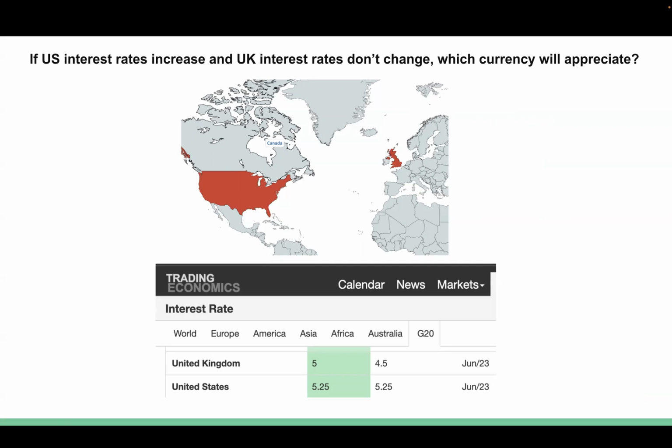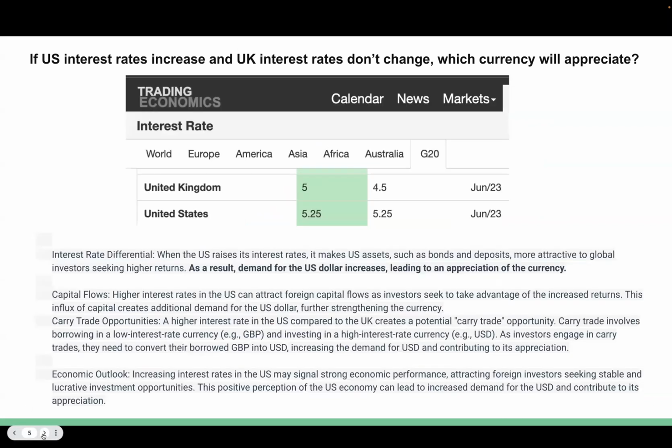Well, if the US interest rate increases, it's going to lead to the US dollar increasing. Basically, when that interest rate goes higher in the United States, it increases the demand for the US dollar, because more investors that have capital say, oh, I can get dollars and I can get a higher interest rate. So it increases the demand. Higher interest rates attract capital as investors try to take advantage of the returns.